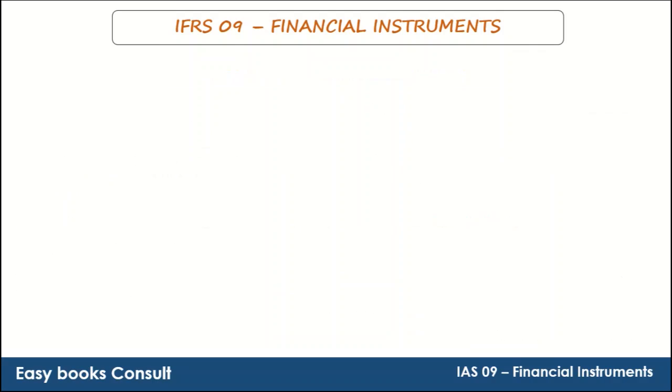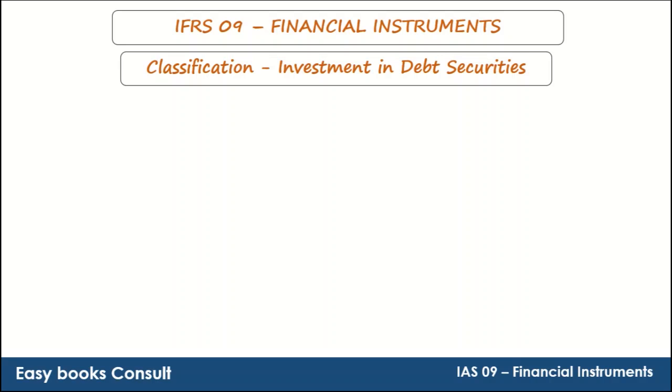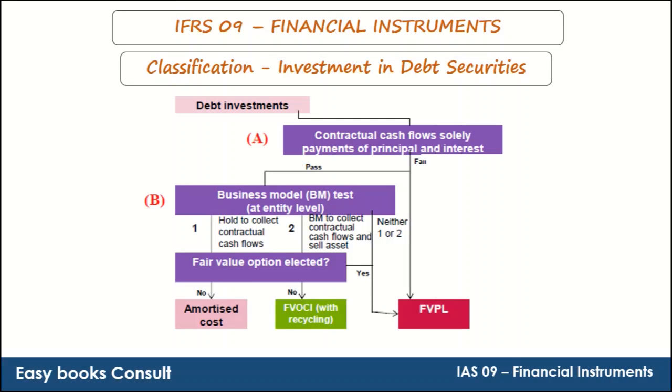Now, for better understanding of the classification, let us look at the flowchart for debt securities. A debt instrument that is held within a business model whose objective is to hold financial assets to collect their contractual cash flows, and the contractual terms of the financial assets give rise on specified dates to payments of principal and interest, must be measured at amortized cost unless the asset is designated at fair value through PL under the fair value option.